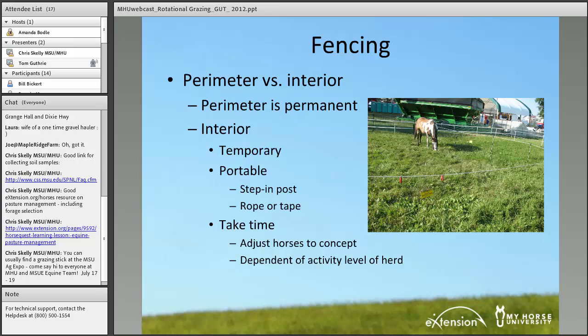So let's talk a little bit about fencing. Okay, perimeter versus interior. Perimeter, in my mind, is considered a permanent fence, just as it was illustrated in the farm example. We had the perimeter fence going all the way around that respective pasture.